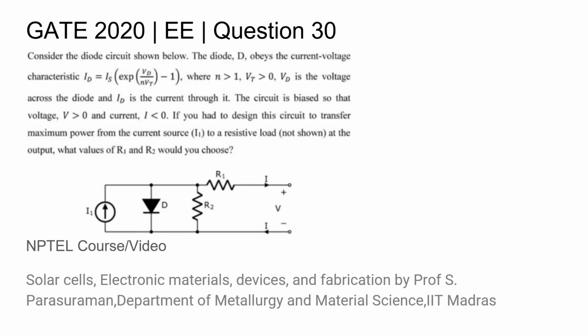This is question 30 from the GATE 2020 EE paper, where in this circuit we are asked to find out, for a resistive load, if you want to maximize the power transfer to the load, what would be the values of R1 and R2 shown in this figure you would choose. Underneath the question, you will find the title of the NPTEL course or video relevant to this topic.